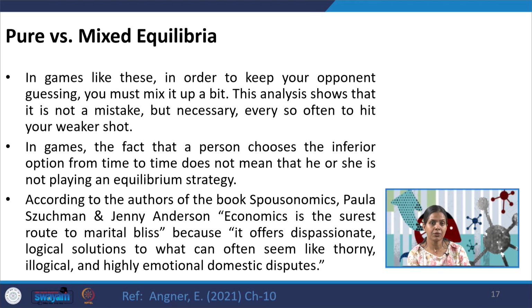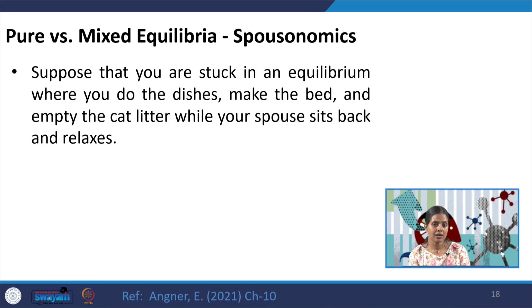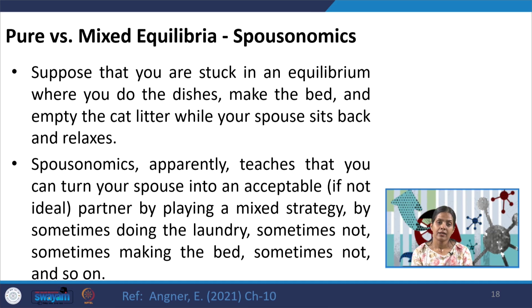According to the authors of the book Spousonomics, Paula Szuchman and Jenny Anderson, economics offers the surest logical solutions to what can often seem like thorny, illogical and highly emotional domestic disputes. Suppose that you are stuck in an equilibrium where you do the dishes, make the bed and empty the cat litter while your spouse sits back and relaxes. Spousonomics apparently teaches that you can turn your spouse into an acceptable partner by playing a mixed strategy, by sometimes doing the laundry, sometimes not, sometimes making the bed, sometimes not, and so on.